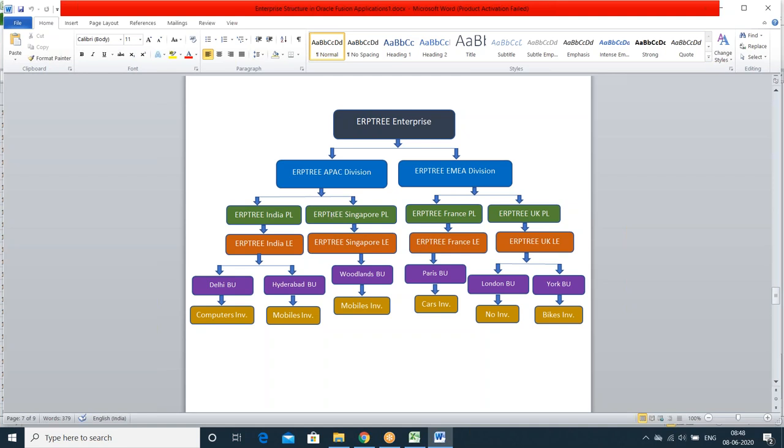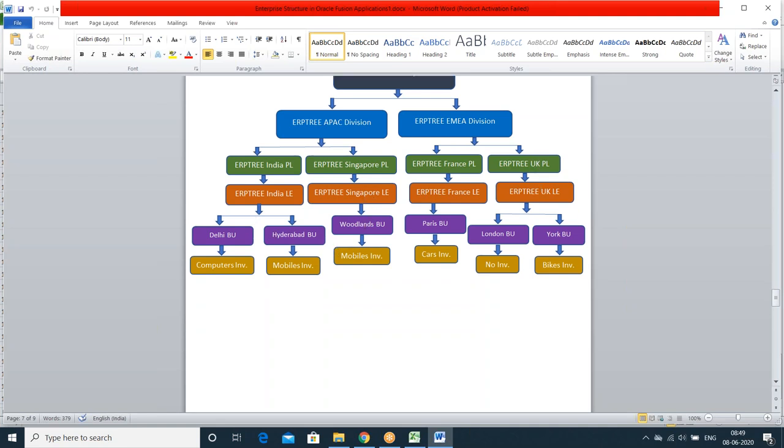For India, India primary ledger. For Singapore, Singapore primary ledger. For France, France primary ledger. For UK, UK primary ledger. When they're running the business in a specific country, they should go with the registration. So for India to run the business, they have a registration, so we created the India legal entity. LE means legal entity. For Singapore, one registration, one legal entity. For France, one registration, one legal entity. For UK, one registration, one legal entity.